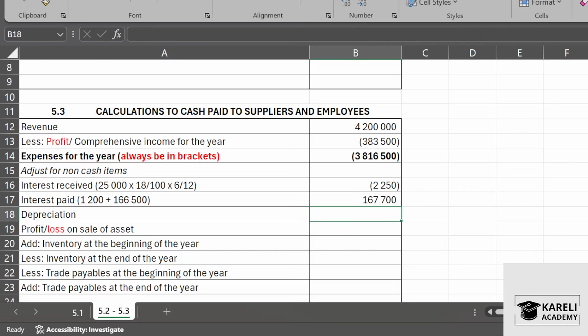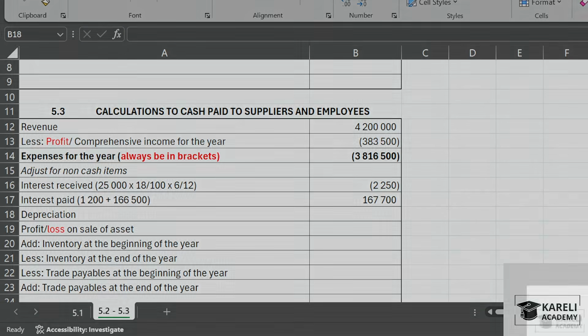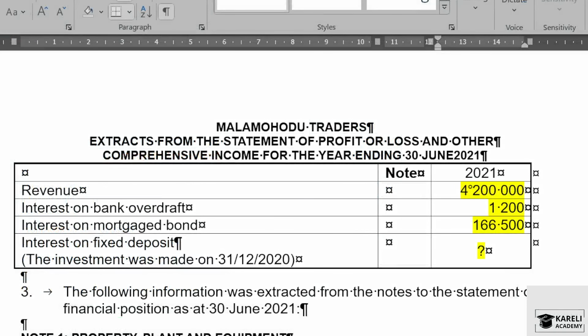And then we go for depreciation. Now, depreciation and asset disposal, if you are familiar with the T accounts, please do use the T accounts. They are very easy if you use T accounts. Now, for depreciation, where do we get the depreciation? It also comes from the statement of profit and loss. Let's go again. We have it? No, we don't. Now, if we don't, we must use note number 1 to find depreciation.